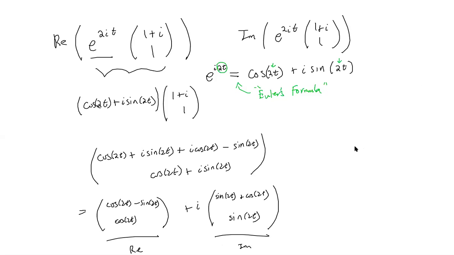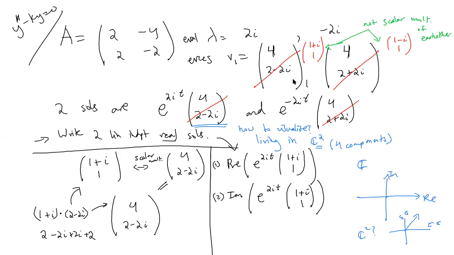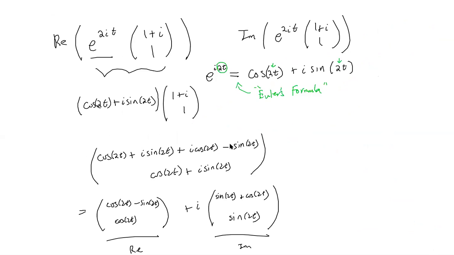This is what you got, but the back of the book is different. Okay, let's look at that. It's probably because they simplified in some way. What did they get in the back of the book? They might have gotten something different. They might have started with different eigenvectors too. Because remember, if you use these eigenvectors, (4, 2 minus 2i), then you're going to get something a little different.